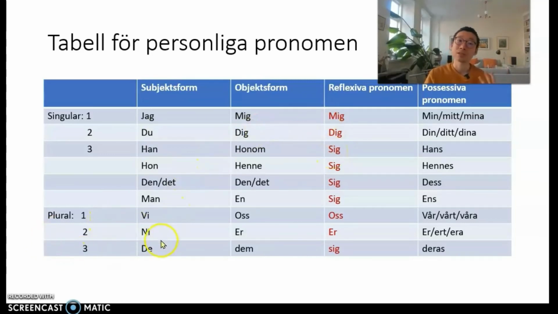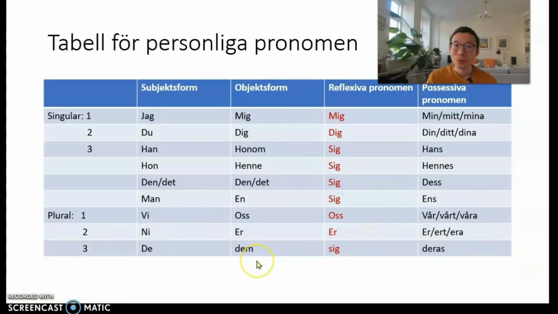Det är samma för plural. It's the same for plural. För första och andra personen, for the first and second person pronoun, you use oss or er. Det är samma som objektform. It's the same as object form. But for the third person, we use sig. De lär sig svenska. They are learning Swedish. Så här har vi reflexiva pronomen. Om du vill repetera possessiva pronomen, du kan också pausa den här tabellen och läsa själv. If you want to repeat the possessive pronouns, you can pause this table and read and repeat.